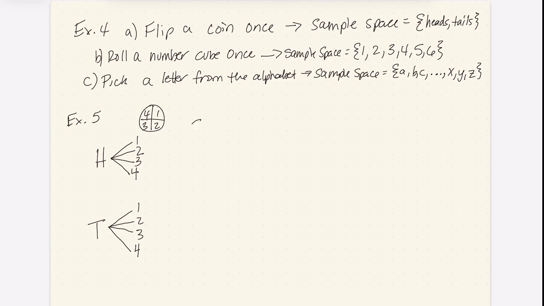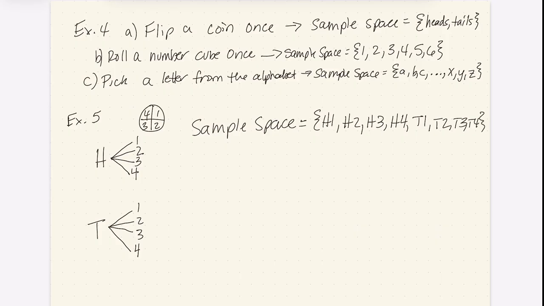So my sample space for the coin flip and the spinner is going to look something like this. Heads 1, heads 2, heads 3, heads 4, tail 1, tail 2, tail 3, and then tail 4. That is my sample space.